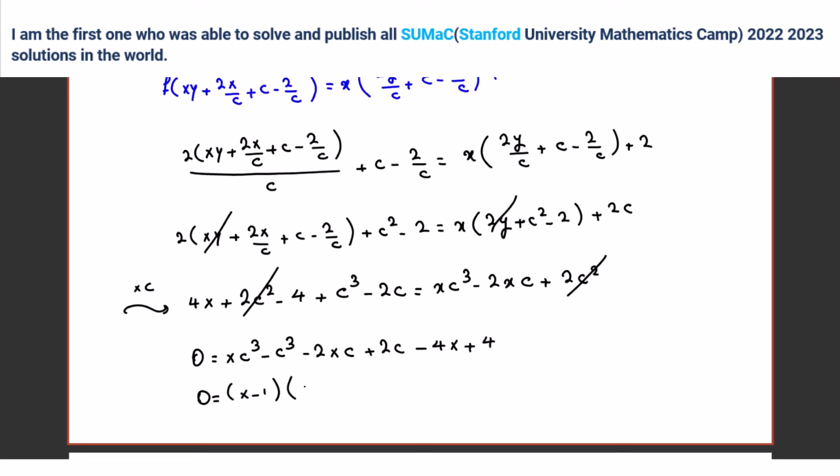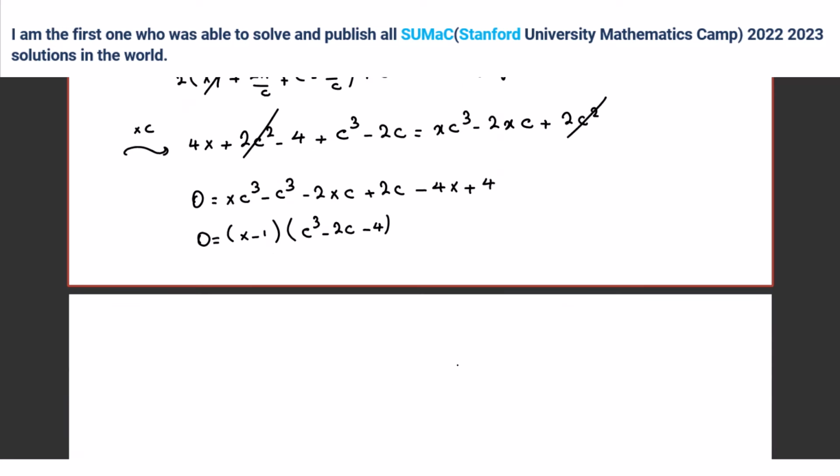One. So it becomes x minus one times c cubed plus two c minus two c, because we have minus two x c. Oh right, yeah, right. Okay. Minus two c, then what? So minus four. Minus four. Then we can conclude what?